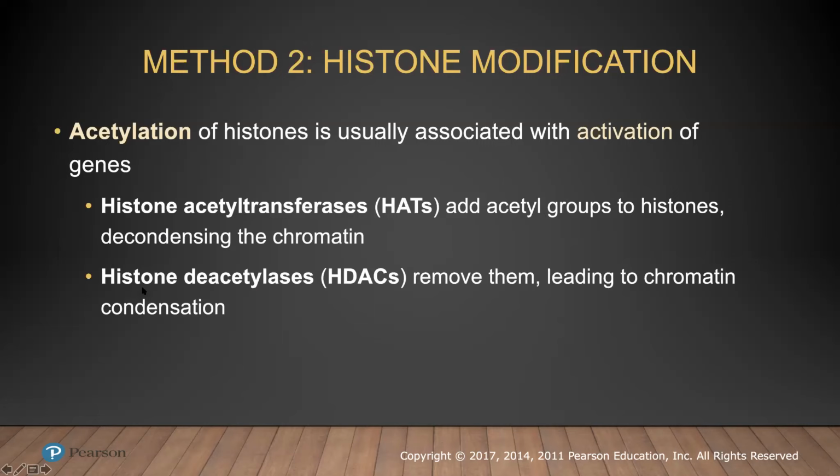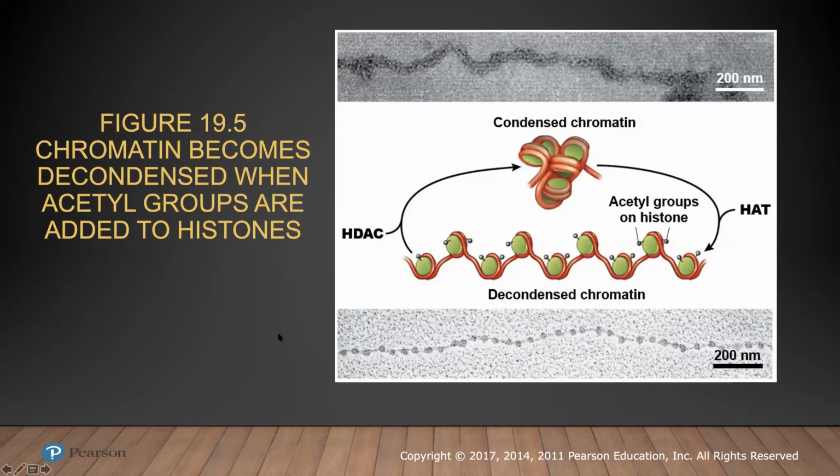Conversely, if we have histone deacetylases, so HDACs, what this does is it actually removes the acetyl groups. And when you remove the acetyl group, it causes condensation of the chromatin. And so we would see that those genes then are turned off. So lots of stuff going on here, right? I'm sure your heads are probably spinning. I apologize.